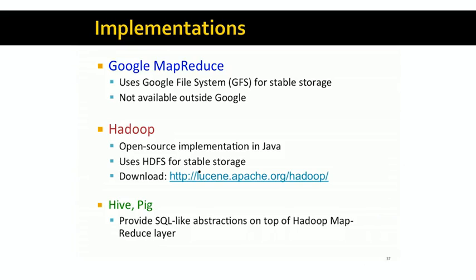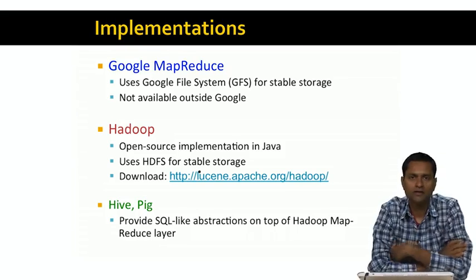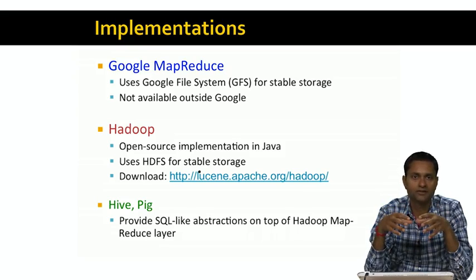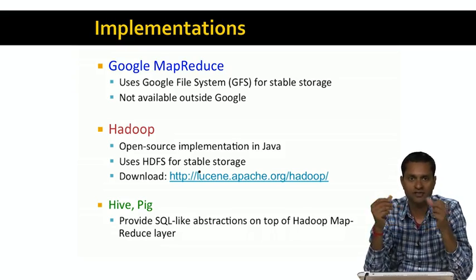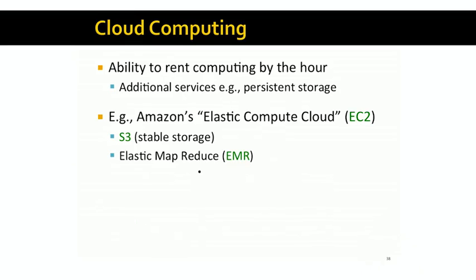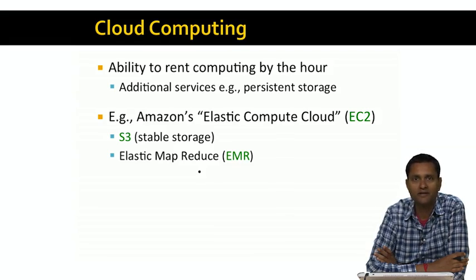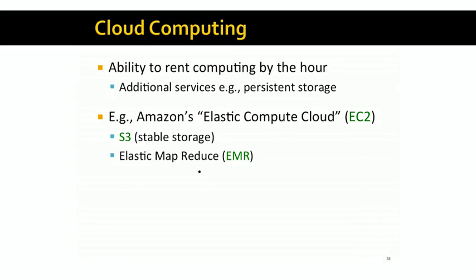It turns out that many use cases of Hadoop involve doing SQL-like manipulations on data. And so there are open source implementations called Hive and Pig that provide SQL-like abstractions on top of the Hadoop MapReduce layer so that you don't have to rewrite those as map and reduce functions. Let's finally wrap up by looking at MapReduce in the cloud. Amazon's Elastic Compute Cloud, for example, is one example of a service where you can rent computing by the hour. And Amazon also has an implementation of MapReduce called Elastic MapReduce that you can run in the cloud. This concludes our discussion of MapReduce.